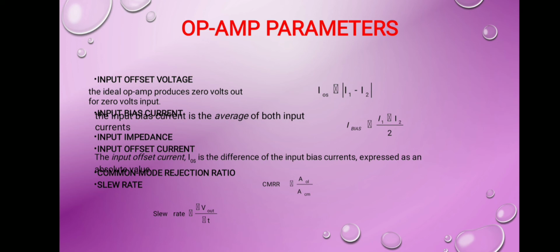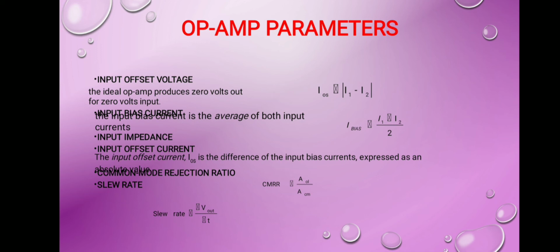Infinite slew rate indicates that output changes simultaneously with the change in the input voltage. The slew rate is defined as the maximum rate of change of output voltage with time and expressed in volt per microsecond.